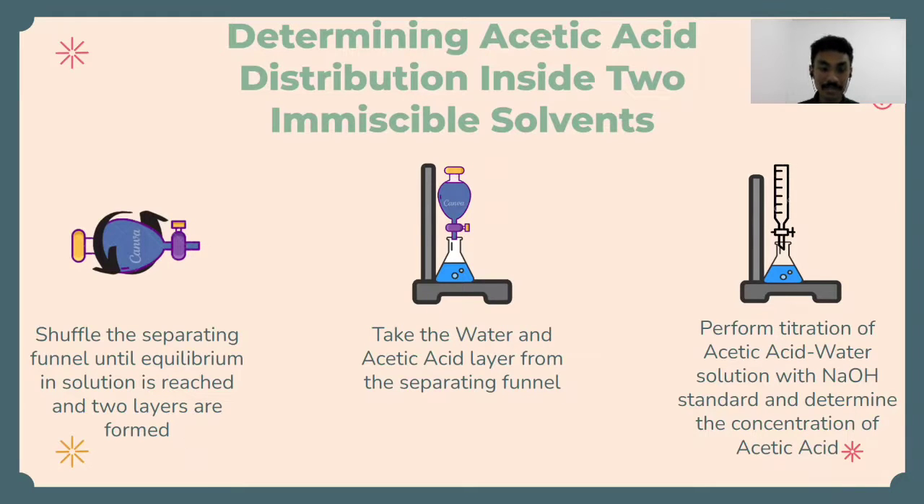After the extraction is complete, we then proceed by taking the lower layer that contains water and acetic acid from the separating funnel. The last step of this experiment is the titration of acetic acid solution before and after extraction with sodium hydroxide, so we can obtain the concentration of acetic acid, and we will be able to determine the equilibrium constant and dissociation degree of acetic acid.